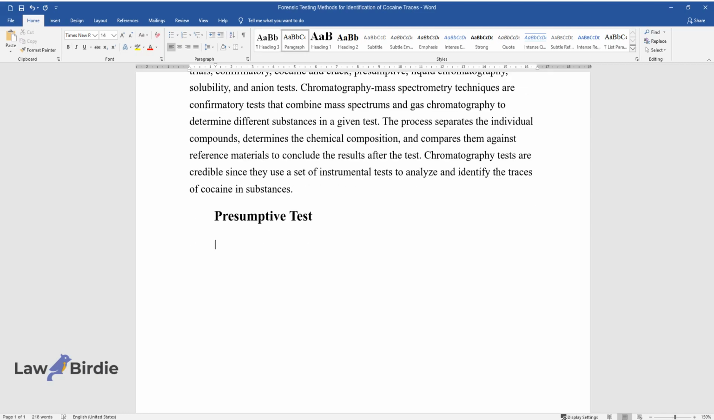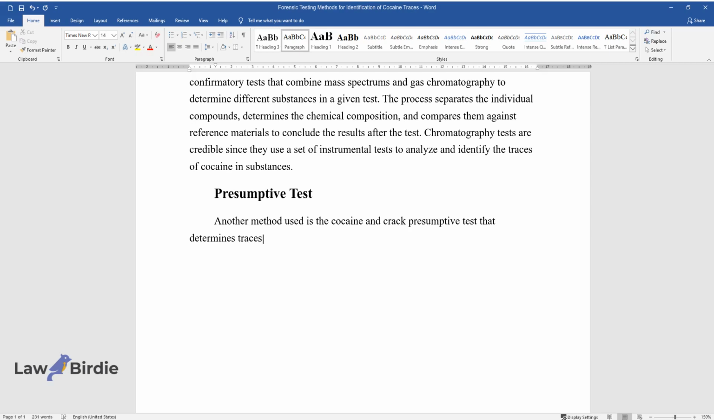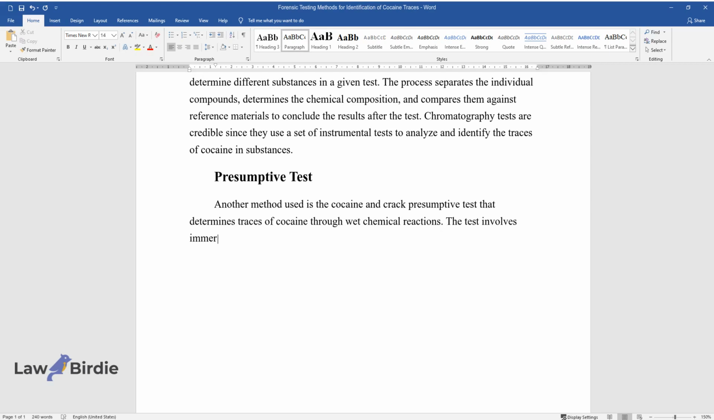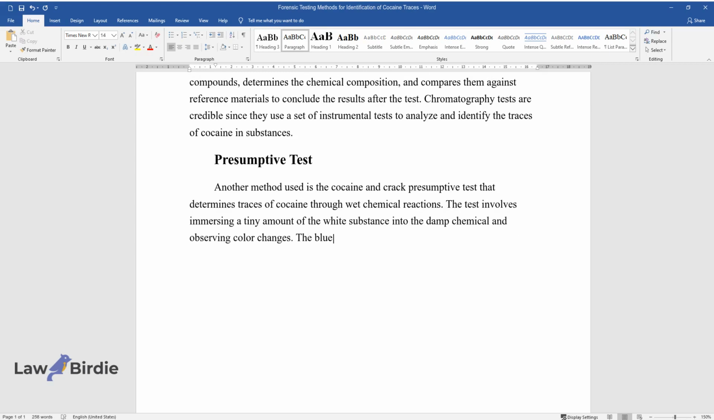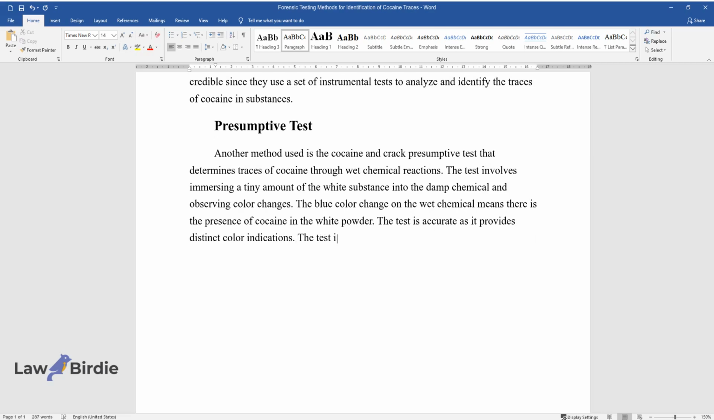Presumptive test. Another method used is the cocaine and crack presumptive test that determines traces of cocaine through wet chemical reactions. The test involves immersing a tiny amount of the white substance into the damp chemical and observing color changes. The blue color change on the wet chemical means there is the presence of cocaine in the white powder. The test is accurate as it provides distinct color indications. The test is also easy to handle and interpret results.